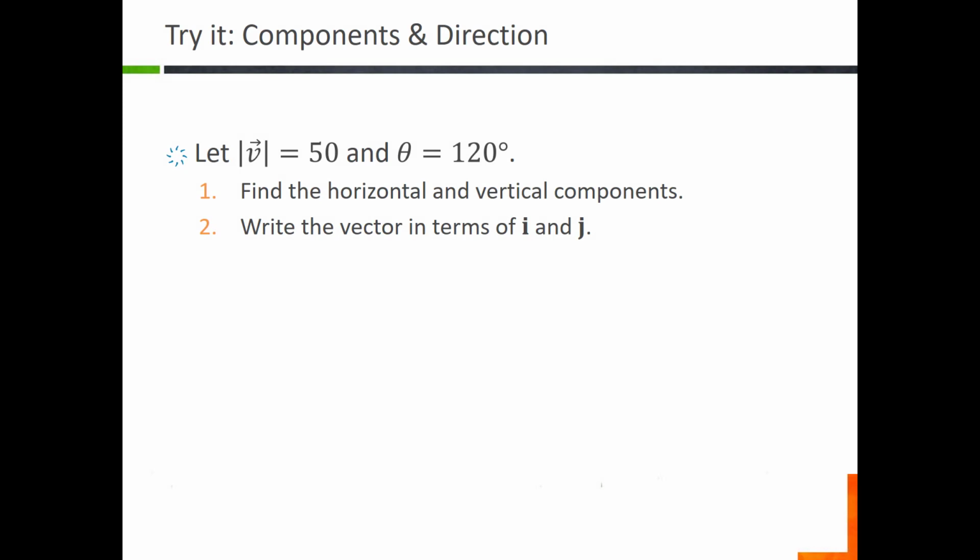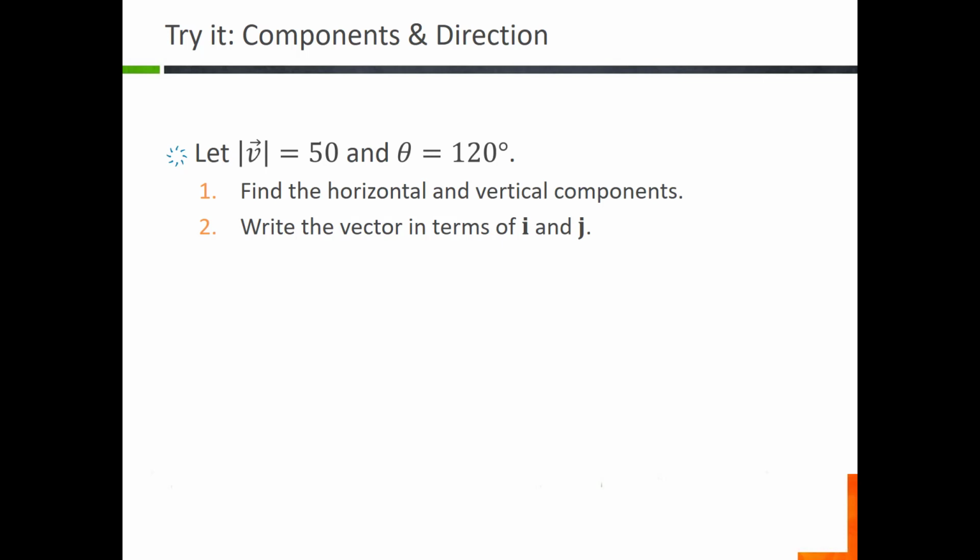All right, one more example here. Let's say we are given a vector v. We don't know what its components are. We're just told its magnitude is 50 and its direction is given by the angle theta, which is 120 degrees. Let's first find the horizontal and vertical components, and then we'll look at writing it in terms of i and j.